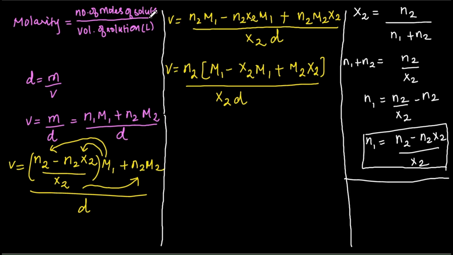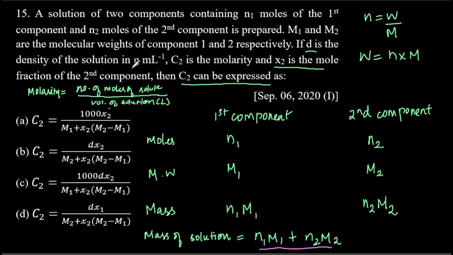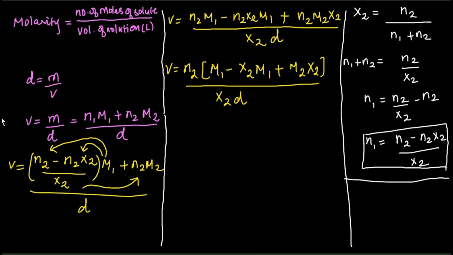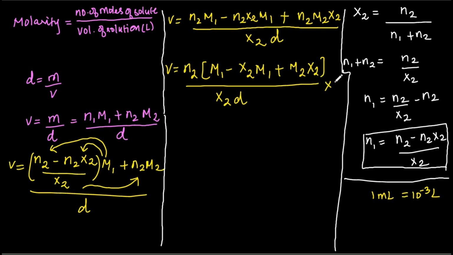Now volume should be expressed in terms of liter. But if we see the question, density is given as gram per milliliter. So here when we find this formula, volume will be expressed in milliliter, but we have to convert this into liter. So we know that 1 milliliter is equal to 10 power minus 3 liter. So we are just going to multiply this term by 10 power minus 3. So that's all, we got volume.